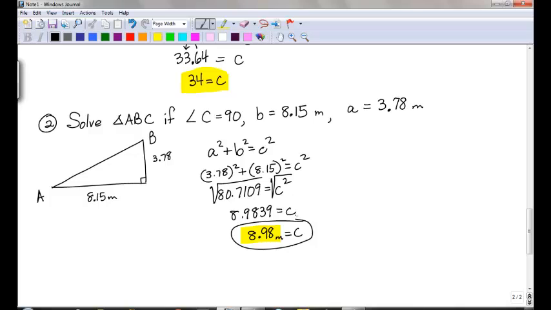Okay, then on the angles, I will tell you when you're solving for angles on these right triangles, and part of this is for later on when we do the oblique triangles, you always want to solve for the smallest angle first. So which is smaller, A or B? A, because it's opposite the smallest side. Okay, so in terms of this angle, this would be opposite and this would be adjacent. So tangent of angle A is opposite over adjacent.